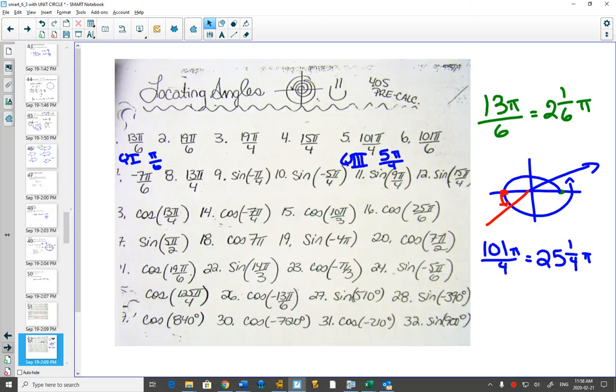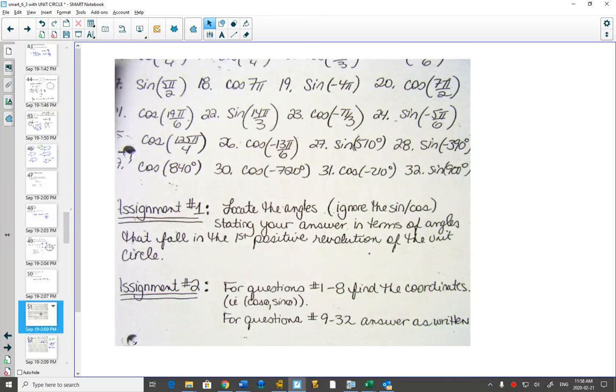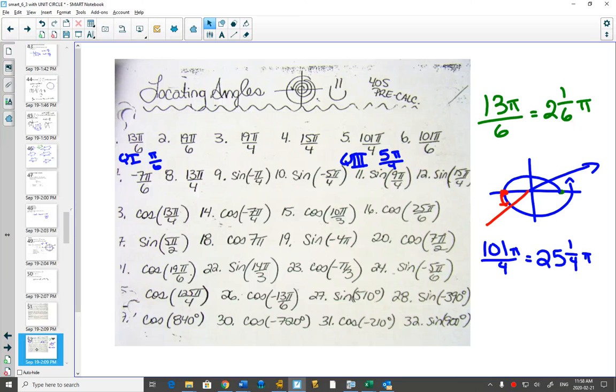So that's assignment 1. Assignment 2 is using your pi plate to actually, for questions 1 to 8, find the coordinates. So in question 1, pi over 6, what are my coordinates? Root 3 over 2 comma 1 half, from your pi plate, or from your memory, right? 5 pi over 4, negative root 2 over 2, negative root 2 over 2 from your unit circle.